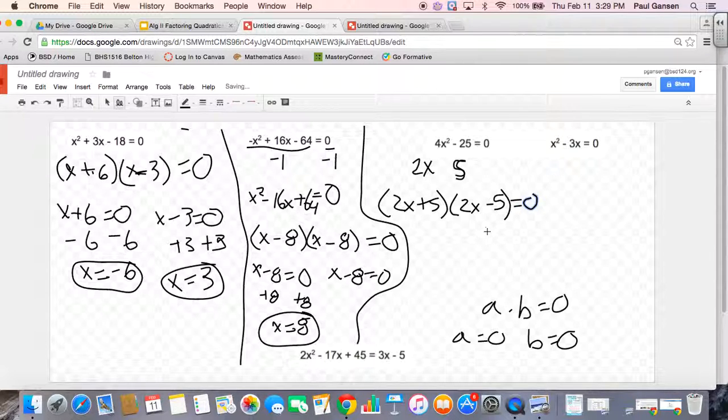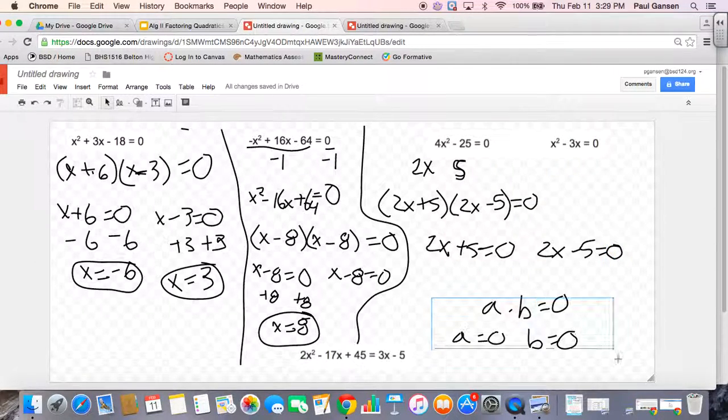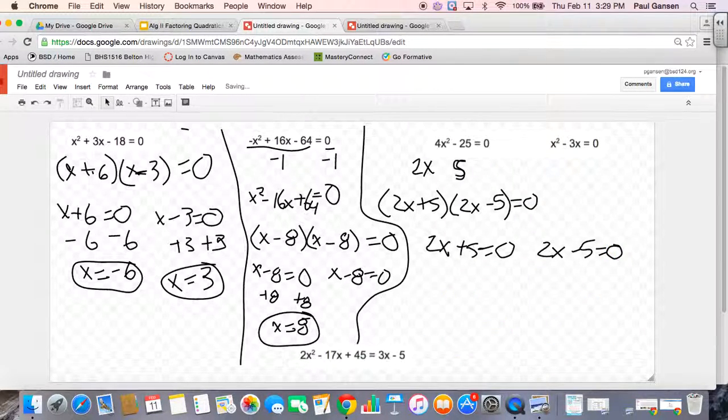Now we're not done though, so we factor it, but we're still looking for what are the solutions. So we're going to take each of these factors and set them equal to 0. 2x plus 5 equals 0, and 2x minus 5 equals 0. And I'm running a little bit out of space here. Let's grab this. I'm going to have to reset my pen, but that's okay. All right, I'm going to take each of these and set them equal to 0.